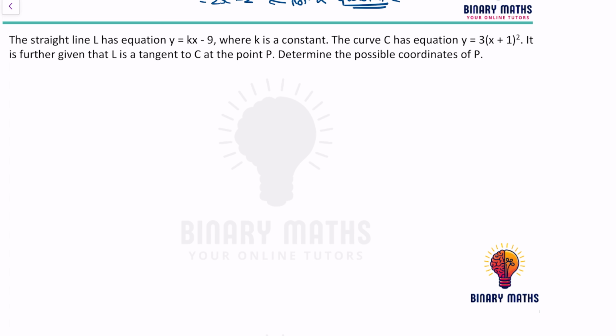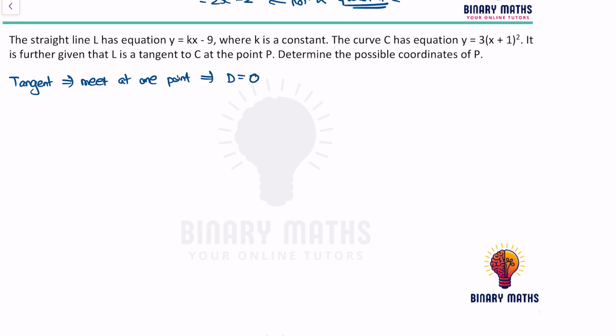The straight line L has equation y is equal to kx minus 9, where k is a constant. The curve C has equation y is equal to 3 times (x plus 1) squared. It is further given that L is a tangent to C at the point P. Determine the possible coordinates of P. The first thing I know is tangent implies meets at one point. If it meets at one point, they have one solution, which means the discriminant must be equal to 0.